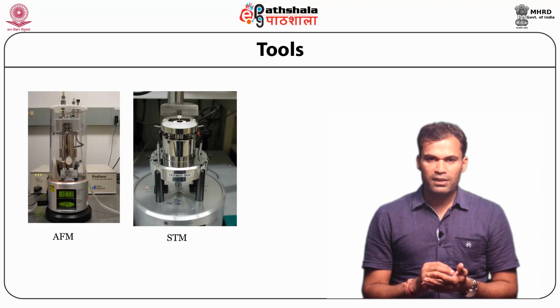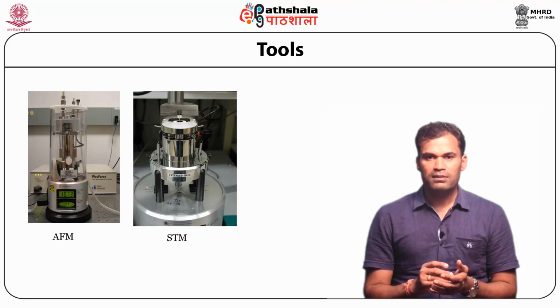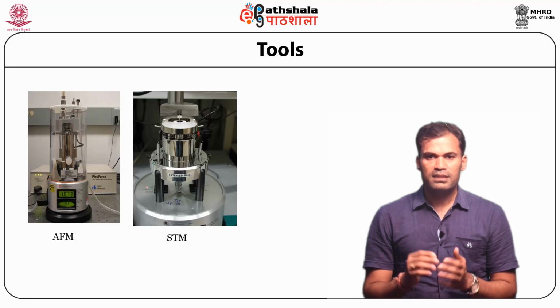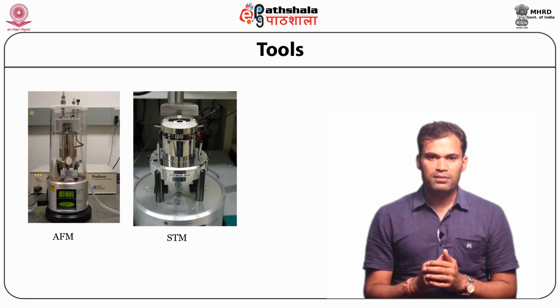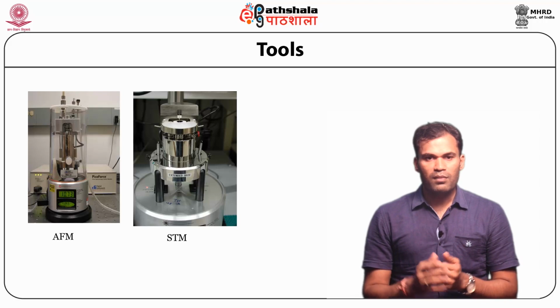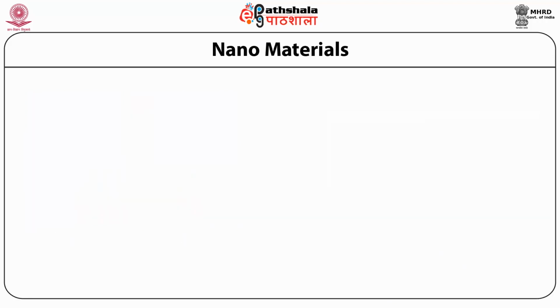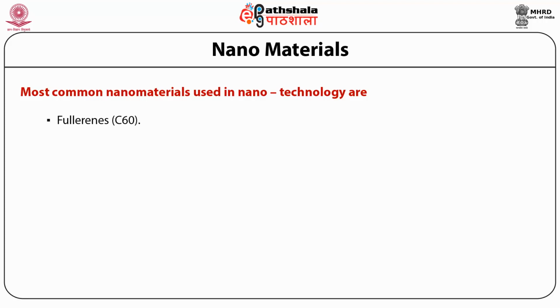The range of tools include AFM, which is the atomic force microscope, STM, scanning tunneling microscope, molecular modeling software, and the various production technology which is a part of nanotechnology tools. So coming to the second component, that is the nanomaterials. The most common nanomaterials used in nanotechnology are fullerenes, that is the carbon-60, and carbon nanotubes.